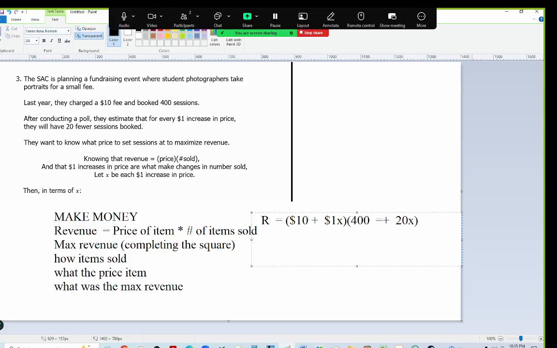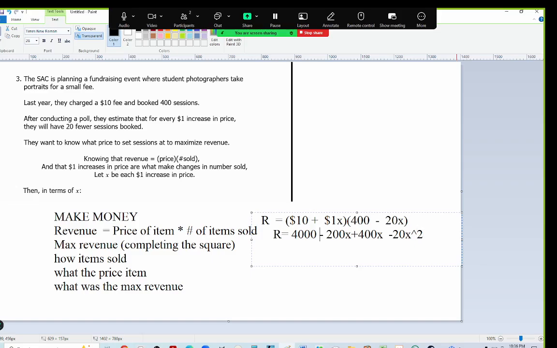Once we have a formula like this, when we multiply it, we're going to get a quadratic. Now revenue, remember it's revenue, is going to be equal to 10 times 400, which is 4,000, minus 200x, plus 400x minus 20x squared. You stop me if I lose you. Did you see how I came up with all those numbers? You just foiled it out.